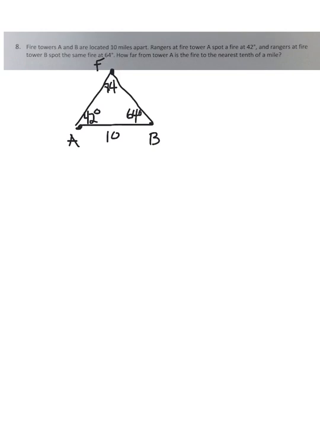Let's see, what is it they want us to find? How far from Tower A is the fire to the nearest 1/10 of a mile? So basically, they're looking for this side right here. I'm going to call it little b because it's opposite big B, if that's okay with you. This one's actually a little bit easier than number 7 because we only have to do the law of sines once. So let's set it up. We have some side that we don't know over the sine of the angle that's opposite that, equals another side that we do know over the sine of the angle opposite that, which is 74 degrees.